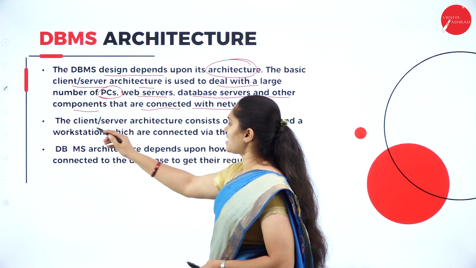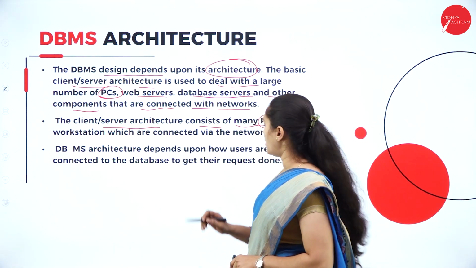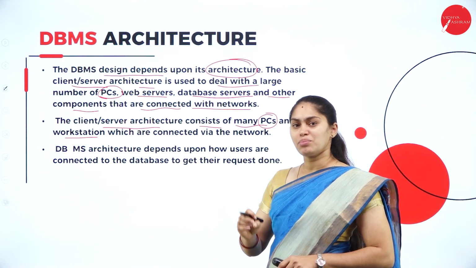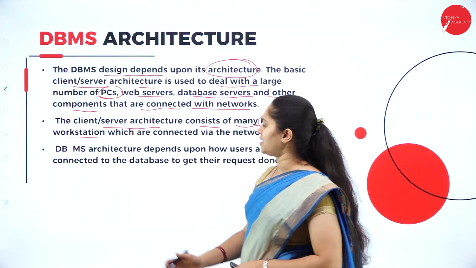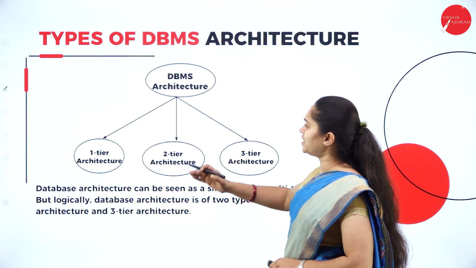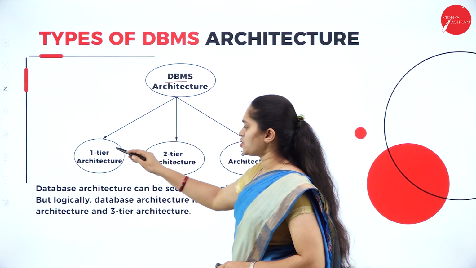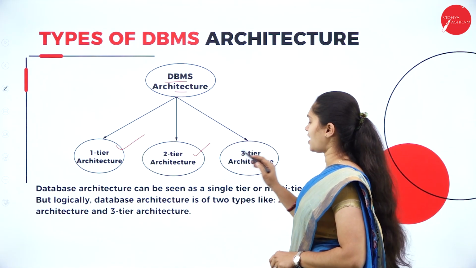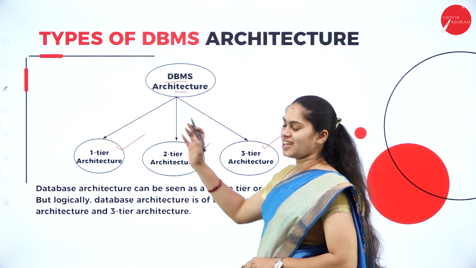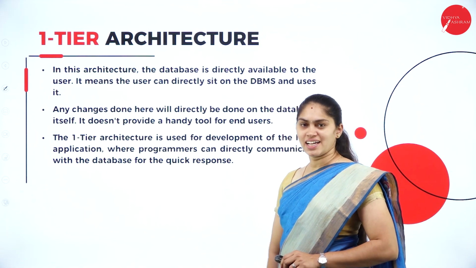So this client server architecture consists of many pieces, many computers or personal computers, and also workstations, a computer with an internet connection, which we call a workstation, connected via a network. With the help of this, we have 3 types of architecture here. That includes 1-tier architecture, 2-tier architecture and 3-tier architecture. We'll see what each tier is going to do now. We'll see the first one, that is 1-tier architecture.